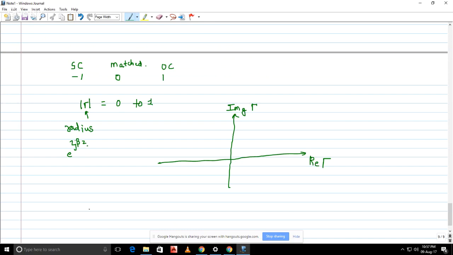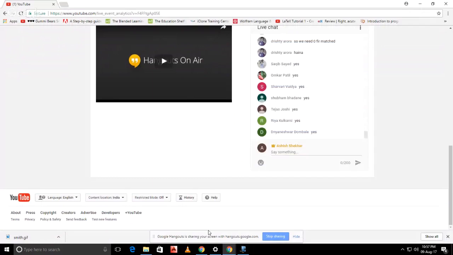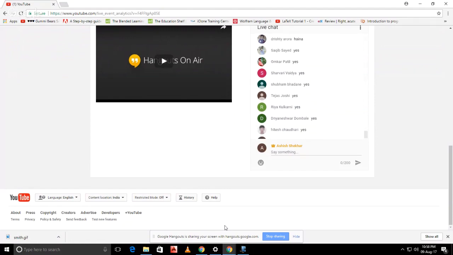Everyone agrees? Yeah. Please give me a last reply. Please give me one reply that everyone agrees that how it goes 0, how it goes 1, and the x-axis as real and y-axis and all.